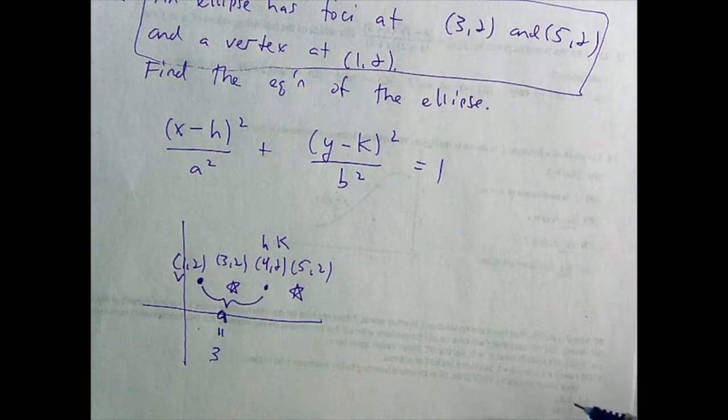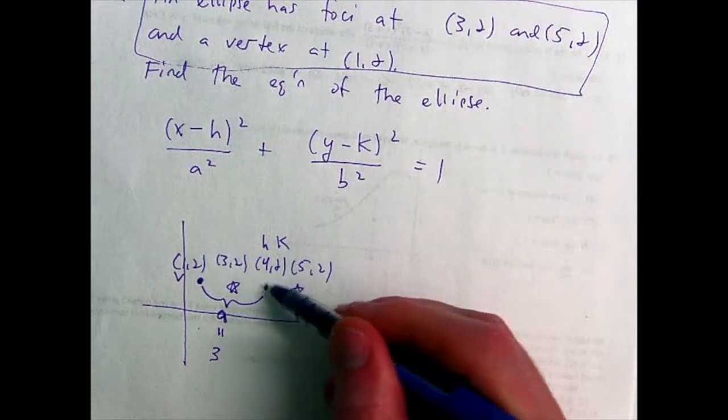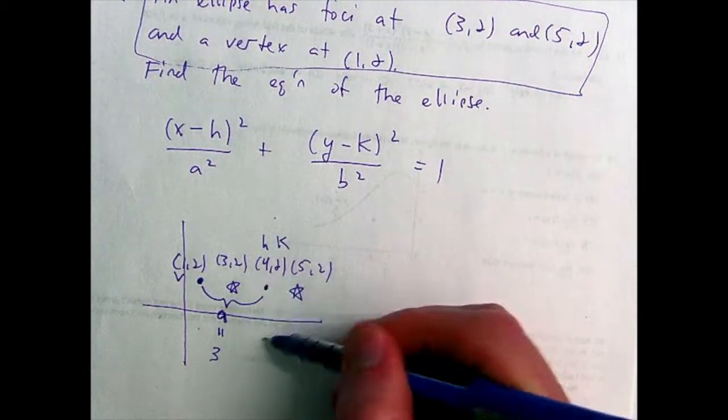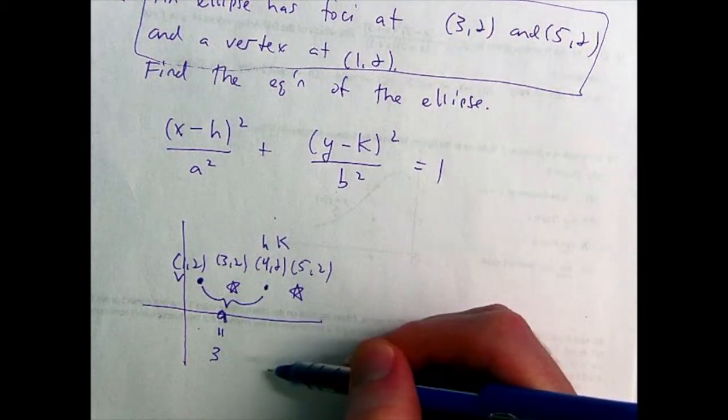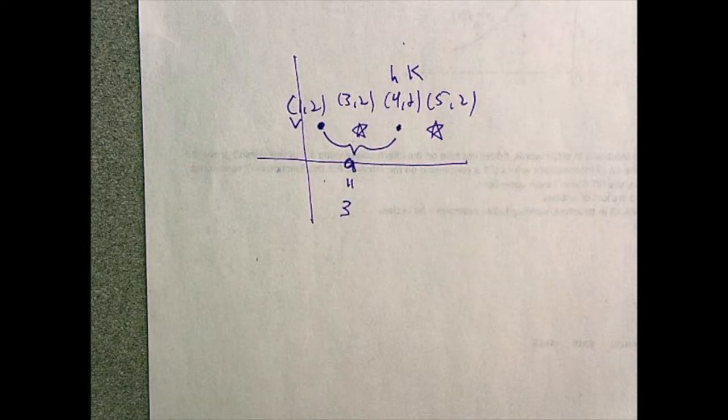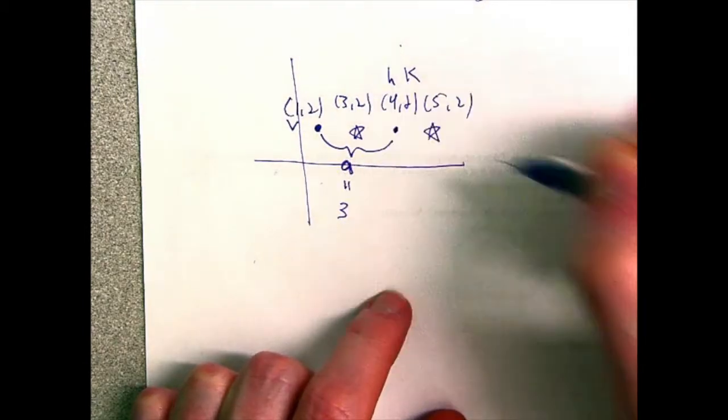How do we find b? b is the distance from the center to one of the up-down vertices. The problem is I don't know where those vertices are. So how do we find b when we don't know these up-down vertices?